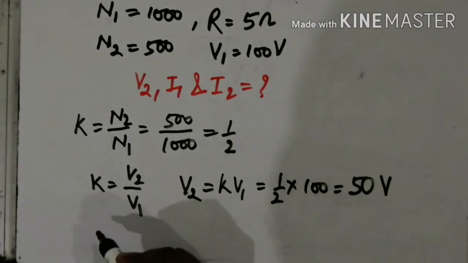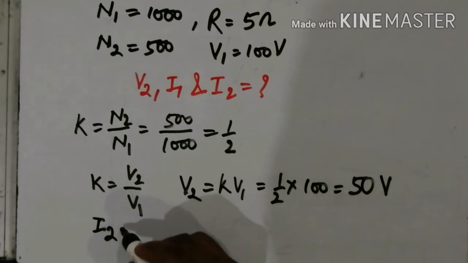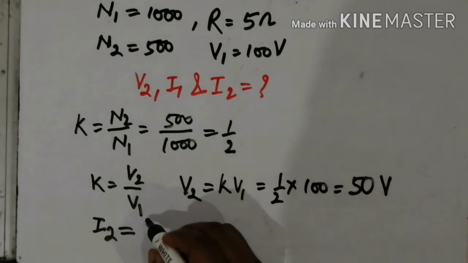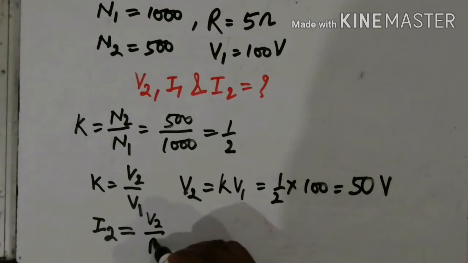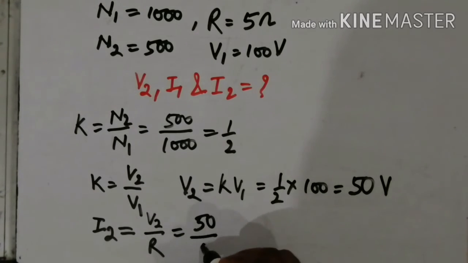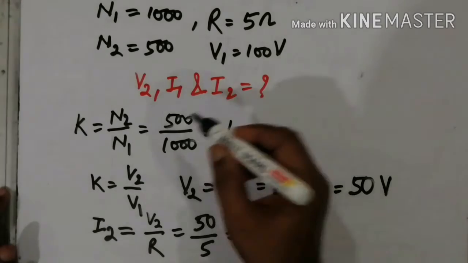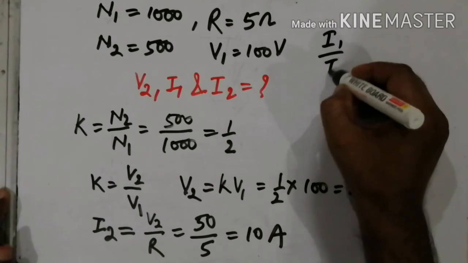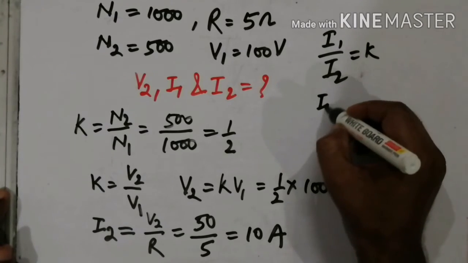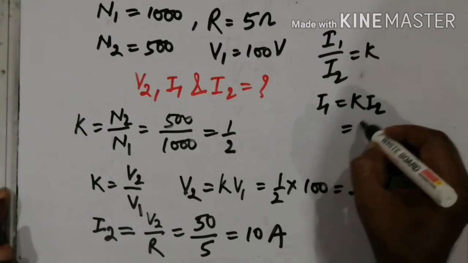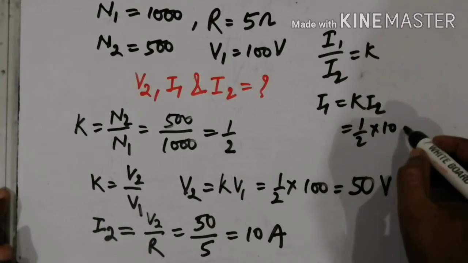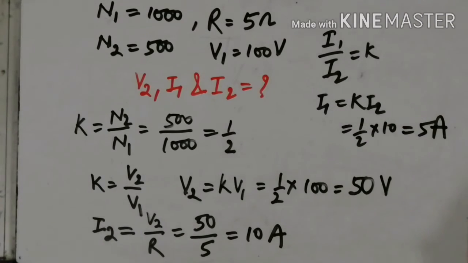Now I2, that is the current in the secondary circuit, is nothing but voltage divided by resistance. Voltage is 50 volt, resistance is 5, so the current is 10 ampere. Now the current in the primary circuit, that is I1 upon I2, is equal to K. I1 equals K times I2, it is 1 upon 2 into 10, that is nothing but 5 ampere.